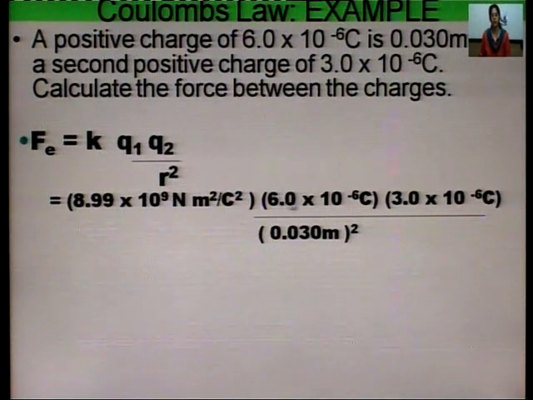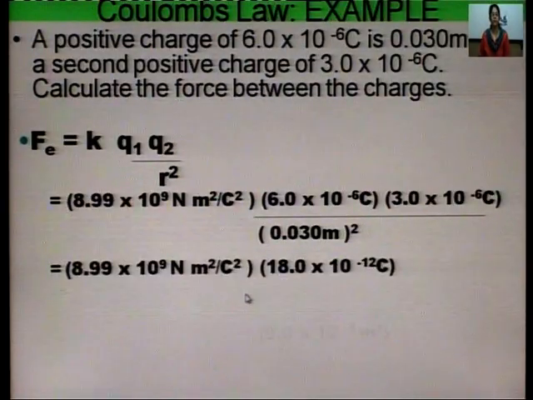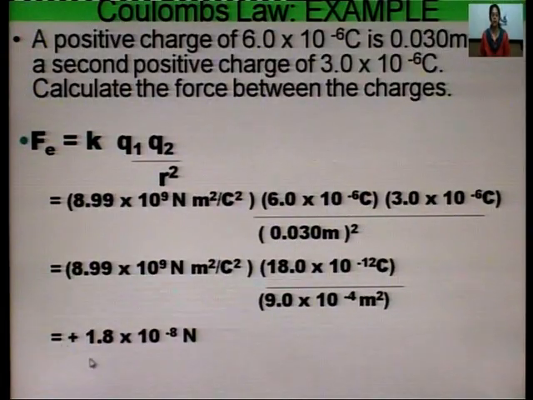q1 value we put as 6 into 10 power minus 6, q2 value substituted, and divided by the square of the distance. So on solving this, the resultant comes out to be: force between the two charges is 1.8 into 10 power minus 8 Newton. So substituting all these values and calculating, we get the force between two charges. This is 1.8 into 10 power minus 8 Newton.